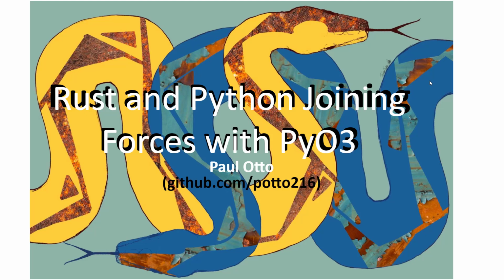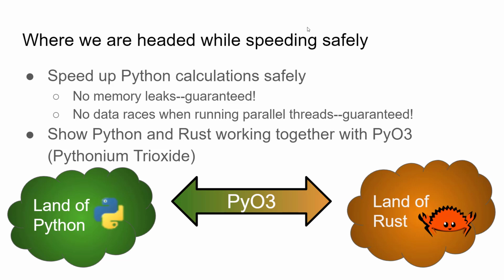This talk is on combining Rust and Python together with the library Pyo3. And this talk will focus on calling Rust from Python. So why even do this? Well, the reason why is that we want to take advantage of Python's flexibility and rapid development cycle with Rust's performance and, most important, safety.